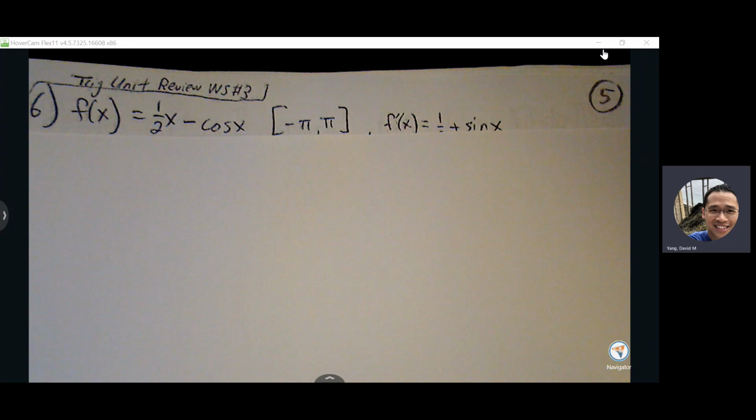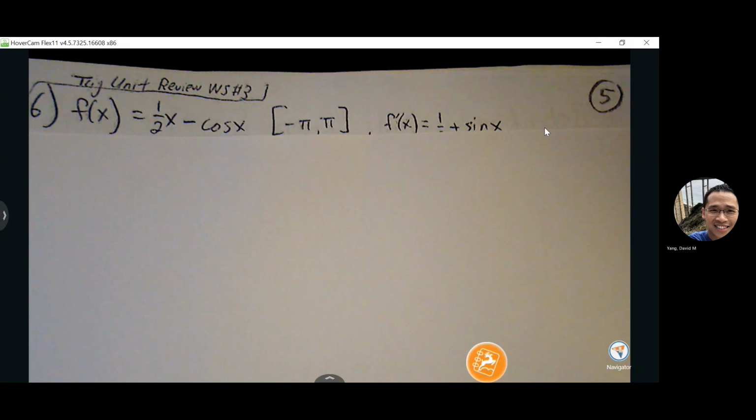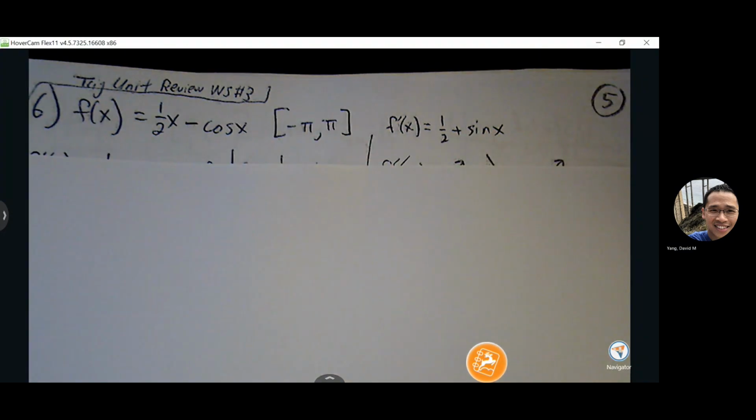Okay, so page 5 in your packet. We'll do number 6. We'll do a curve sketch problem here. We need separate sheets to work out the problems. We can do that. I have some scratch sheet up here too.